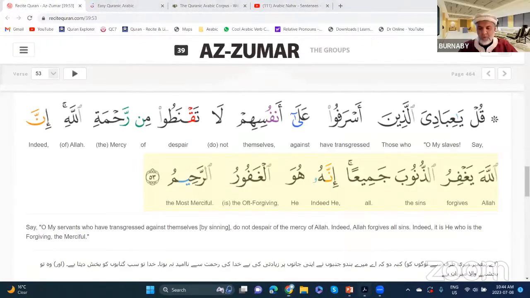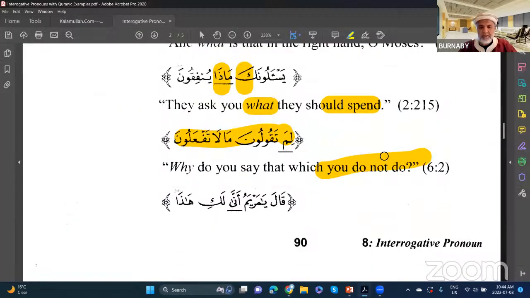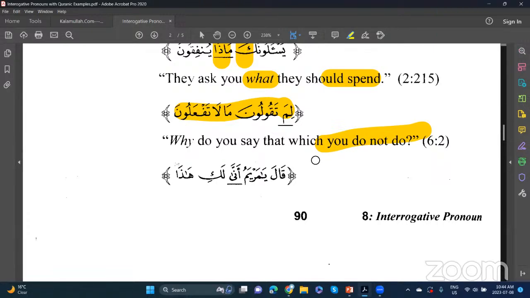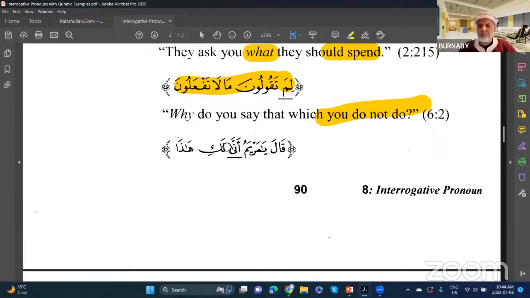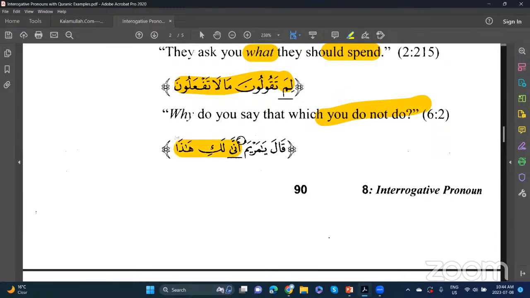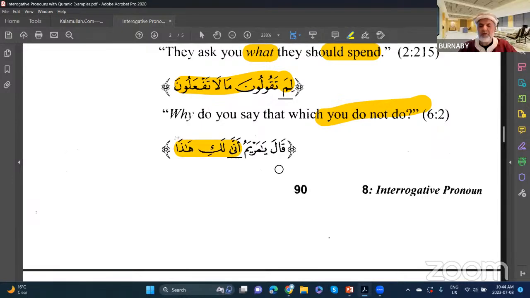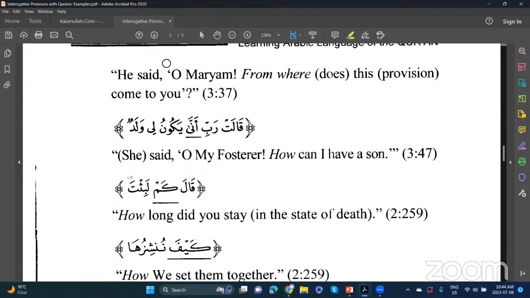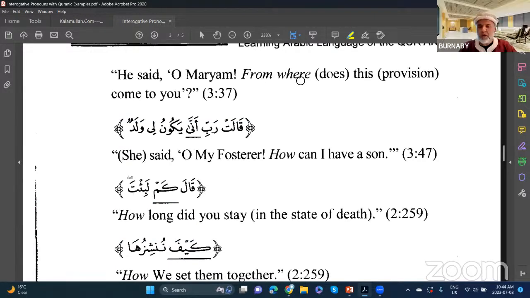Okay. So basically we will go back here. So now you know the translation. Why do you say lima takuluna ma la tafalun, which you do not do? So is that a question? Okay. Qala ya Maryamu anna laki hadha. Right? So is this anna an isma istifham? Okay, good. He said, O Maryam, from where does this provision come to you?